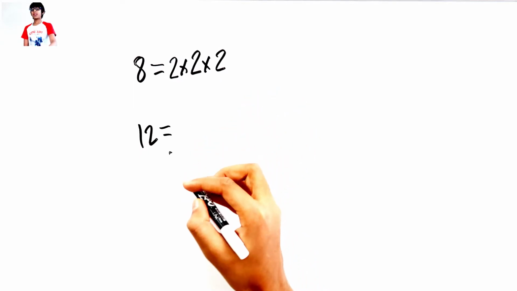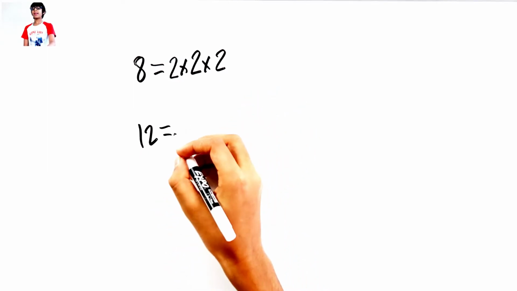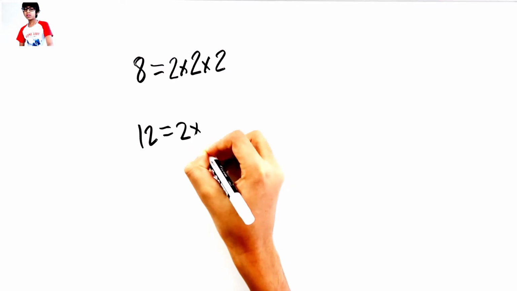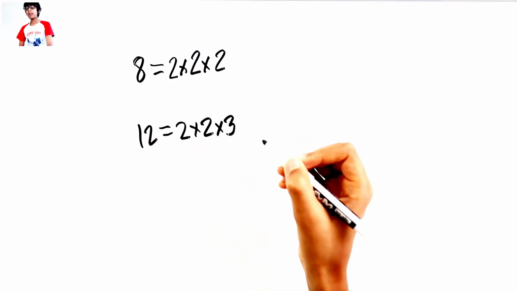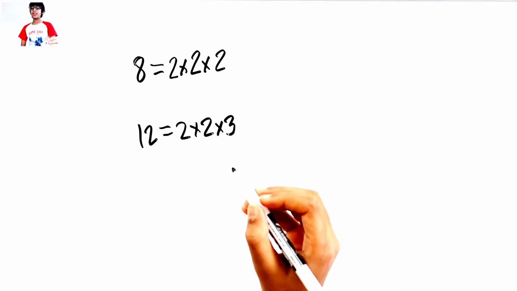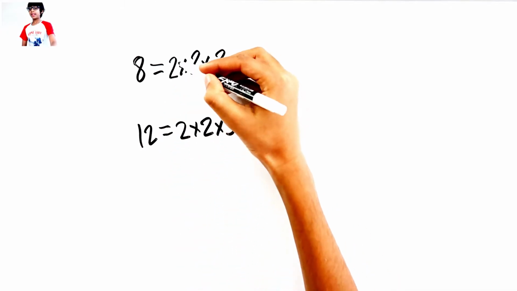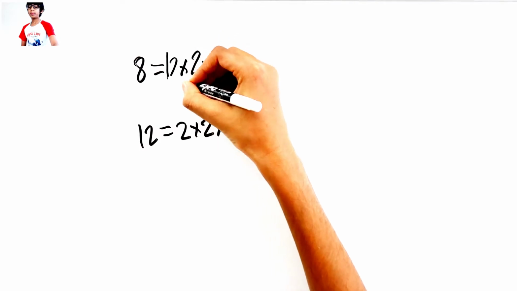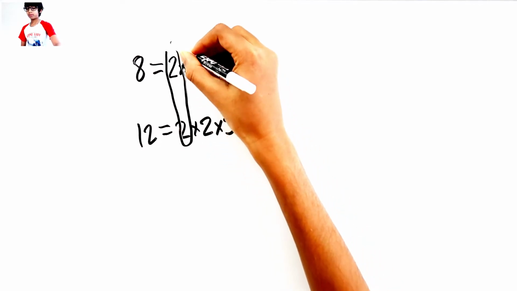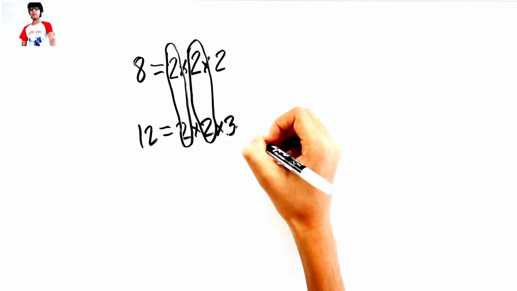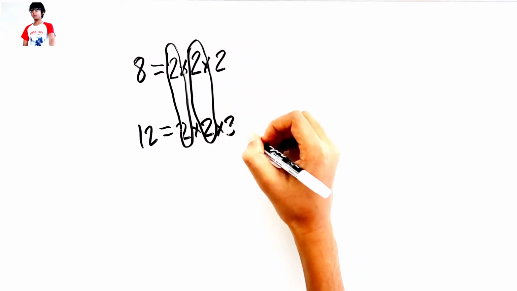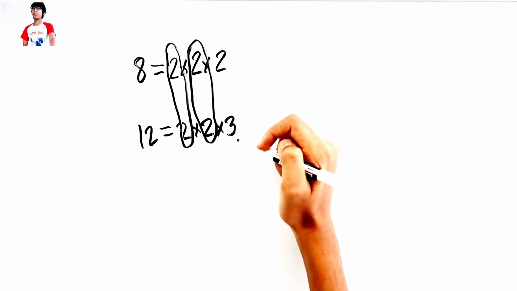Now, let's find the prime number factors for 12. So 2 times 2 is 4. 4 times 3 is 12. Now, let's group both of them. So 2 can be grouped by 2. And this 2 can be grouped by 2. 2 and 3 cannot be grouped because they're not the same number.